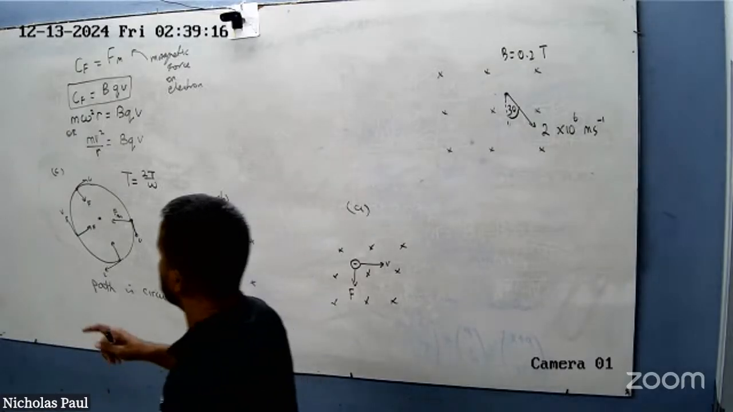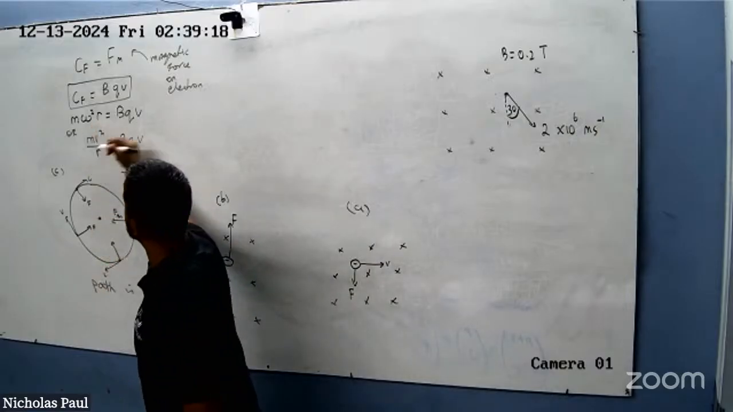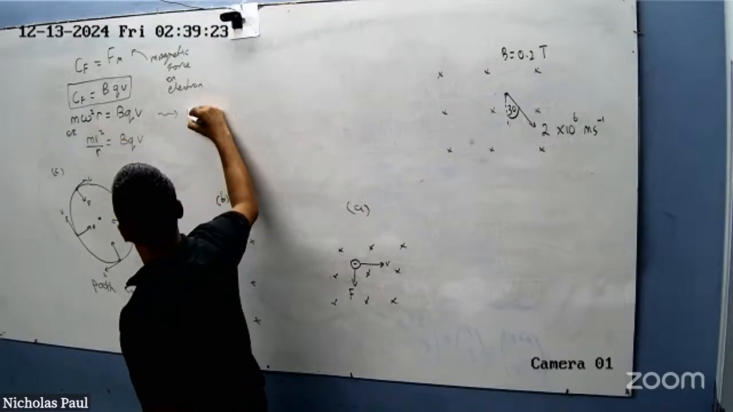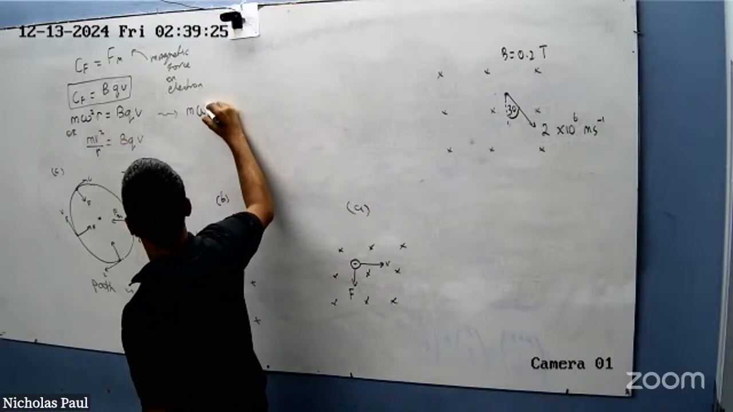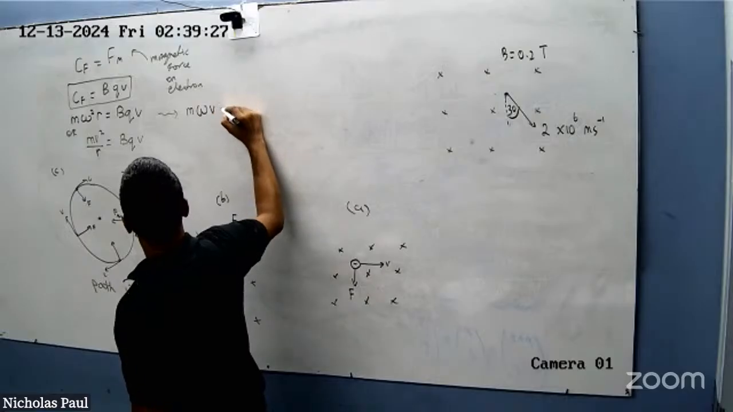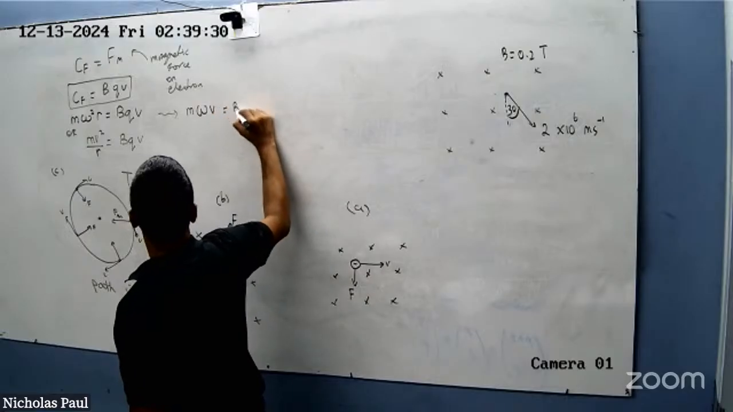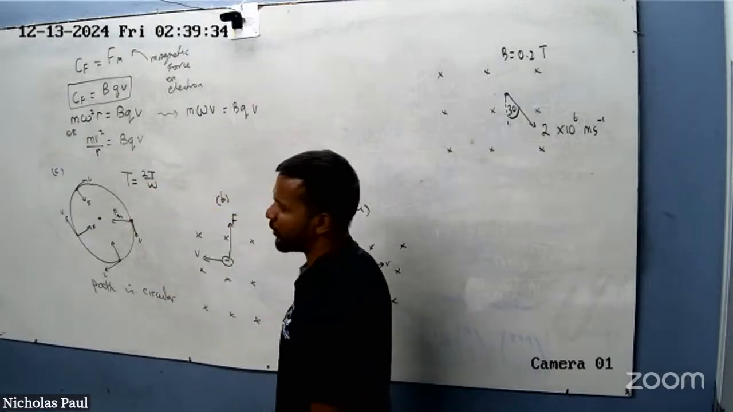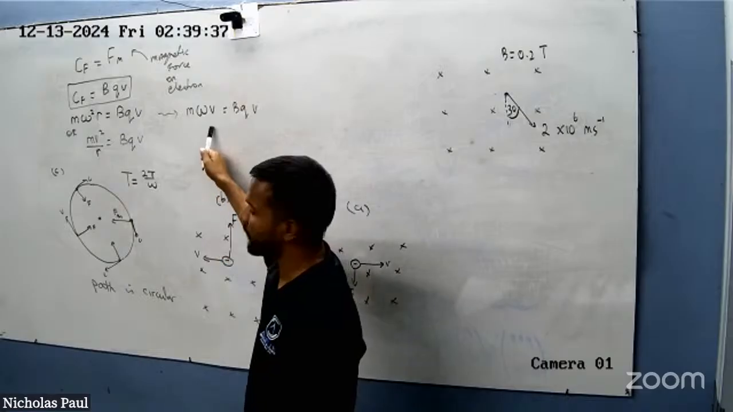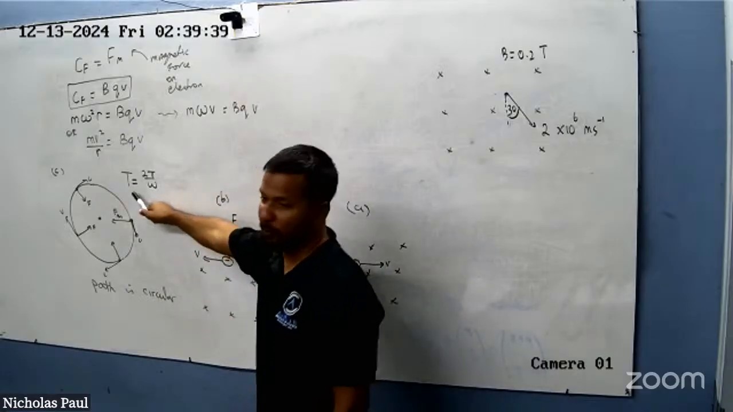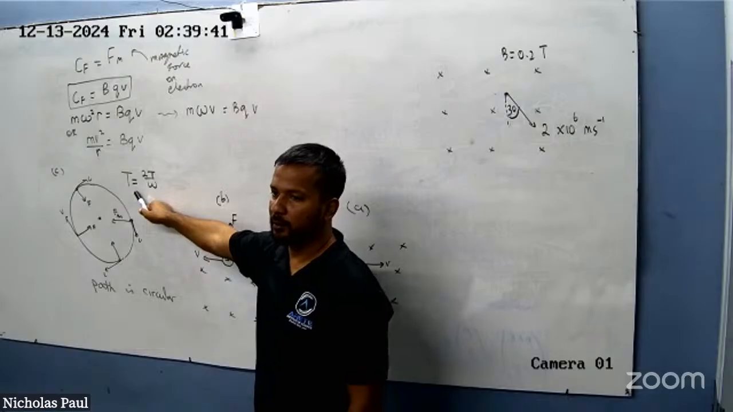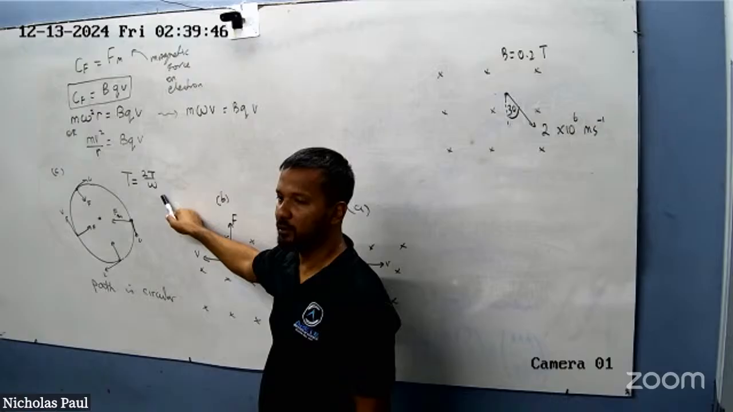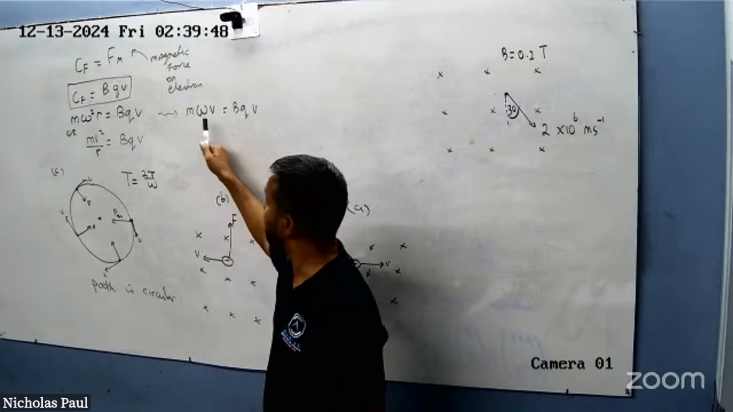Just to make it a little easier for you, the next version I could also use is m omega over B. This might help you. Try this version and see if we can find the period. Period is 2 pi over omega, so you need to find omega.